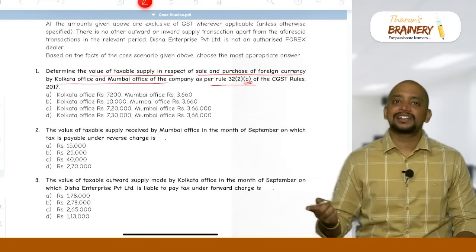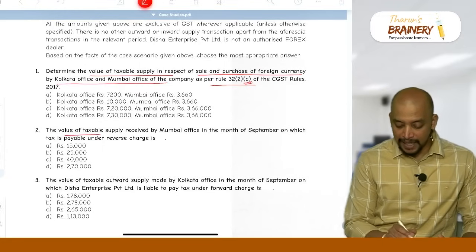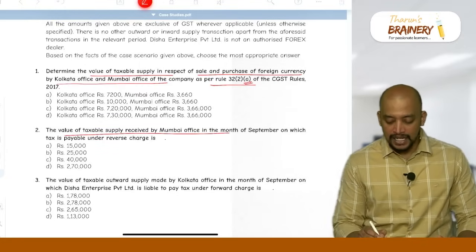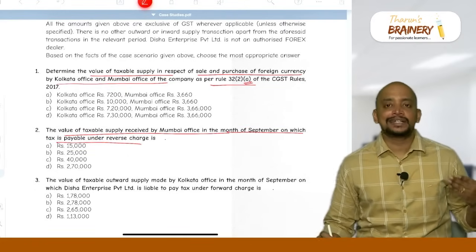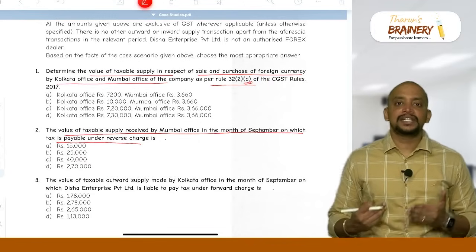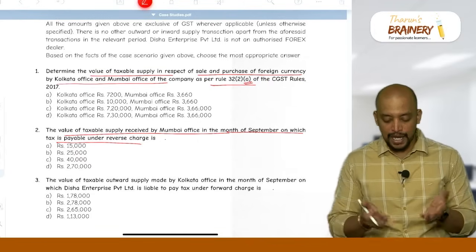Option B is actually the slab rate model. They are asking this A. Then the value of taxable supply received by Mumbai office in the month of September on which they need to pay tax under RCM. So while analyzing the transaction itself, you carefully see whether it is inward supply or outward supply and whether it is covered under FCM or RCM. So you will be able to do this.